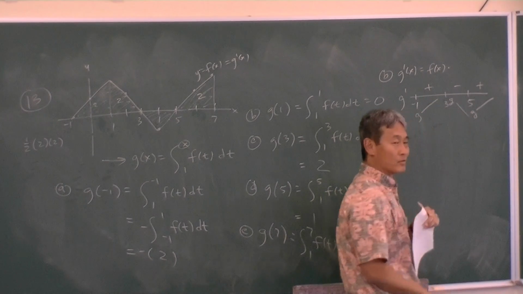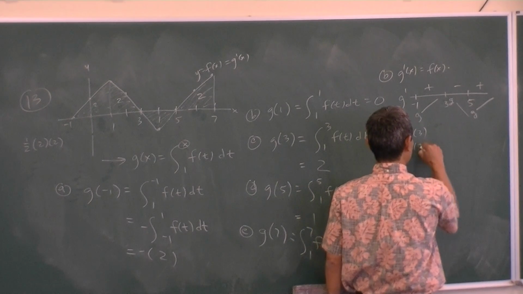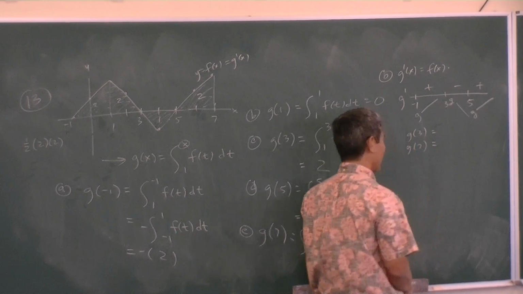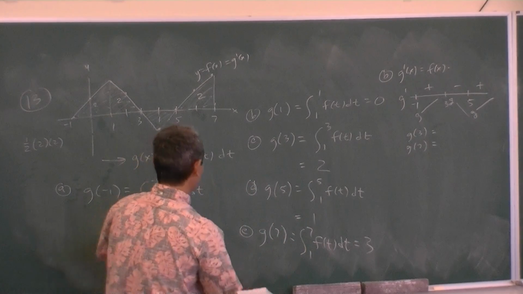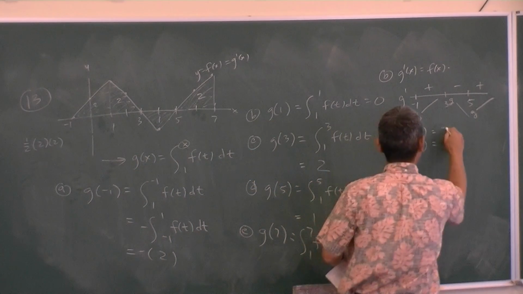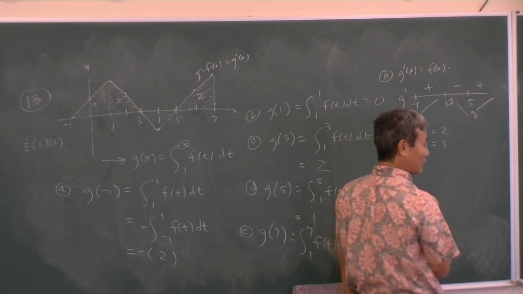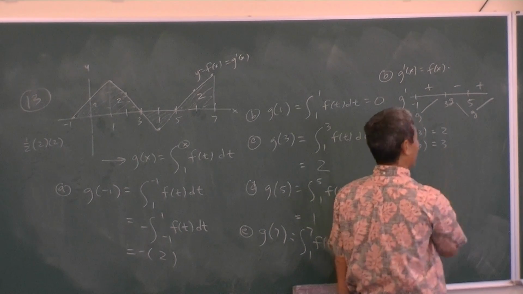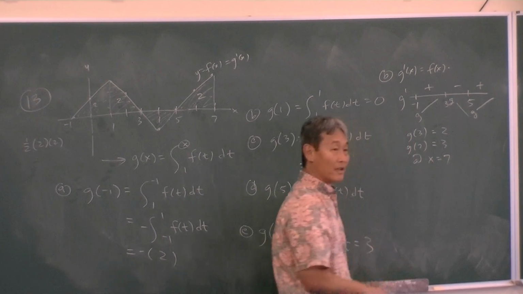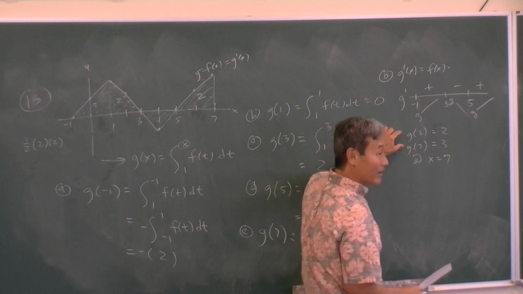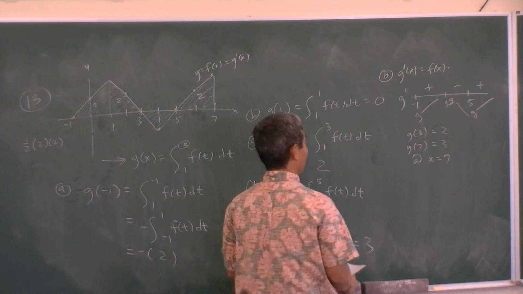How do you determine which one is the absolute maximum? G of 3, G of 7. How do I determine which one is bigger? You computed it already in the previous problem. What is G of 3? It's 2. G of 7 is 3. Which one is bigger? What's bigger, 2 or 3? 3. So the absolute maximum occurs at x equals 7. They want to see that you're comparing all the maximums and then you're picking the biggest one. That's what they want to see.